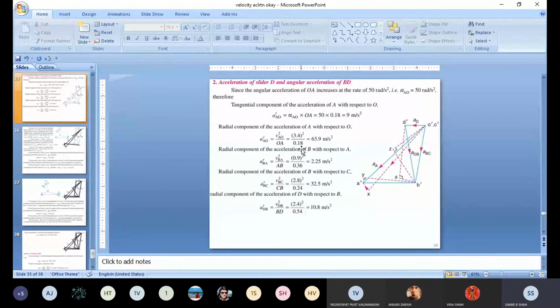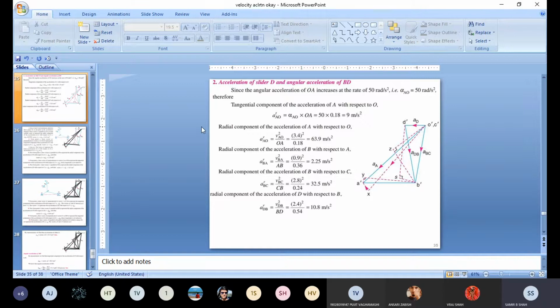As Russ said, the answer is somewhat different. If your answer of velocity is different, then the error will be higher when we talk about the radial part, when we talk about the acceleration part. So initially you should take care when you draw the velocity diagram. Based on that I am getting 63.9.